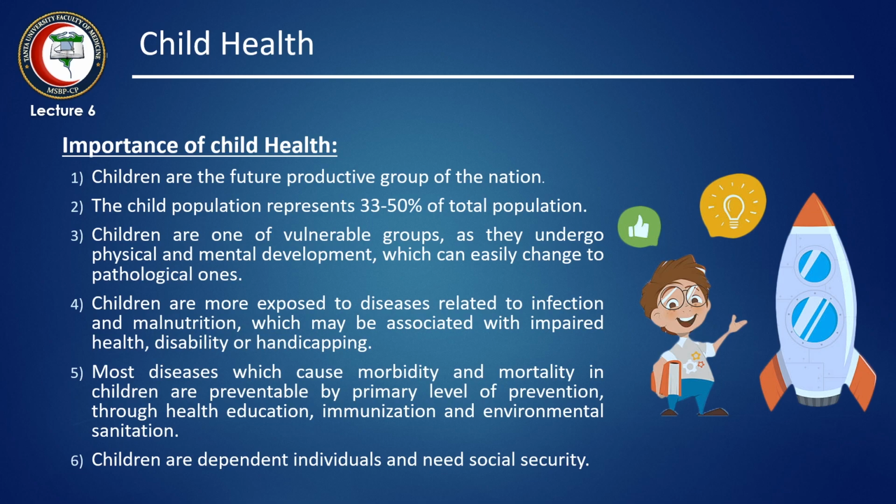Children are also dependent individuals, so they need social security. Most diseases which cause morbidity and mortality in children are preventable, and preventable by primary level of prevention, as through health education, immunization, and environmental sanitation.